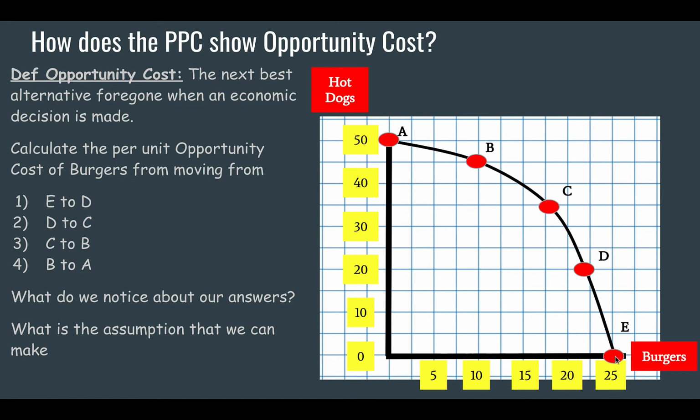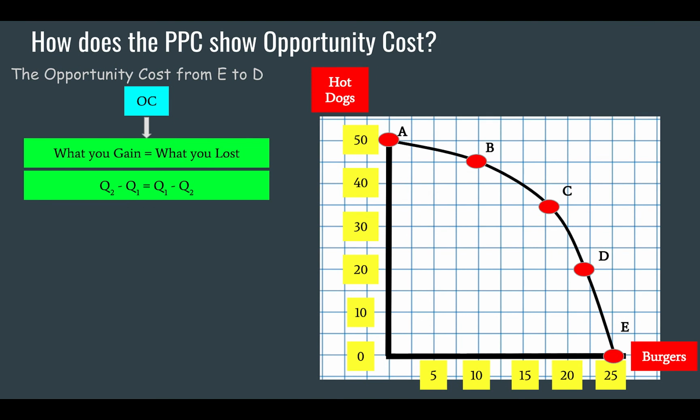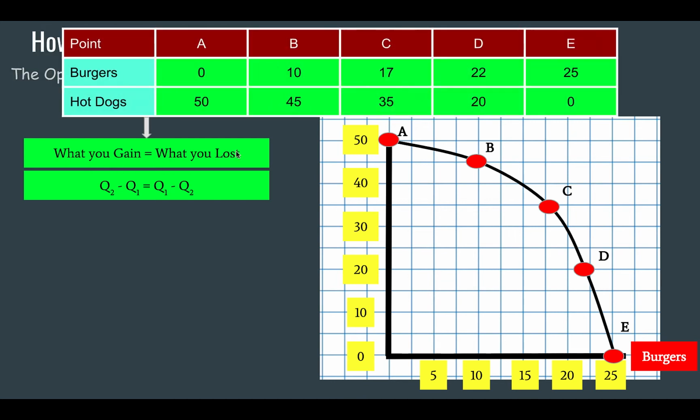So what we're saying here is that if we move from E to D, D to C, C to B, and B to A, it's going to be a different story, because what we're gaining is different to what we're losing. So don't forget, opportunity cost is what you didn't choose. It's the next best alternative forgone when an economic decision is made. So for opportunity cost, the formula is what you gain equals what you've lost. As I said in the previous video, there are loads of ways to calculate it. I just think this is the easiest.